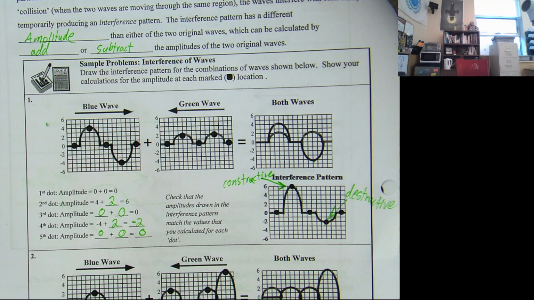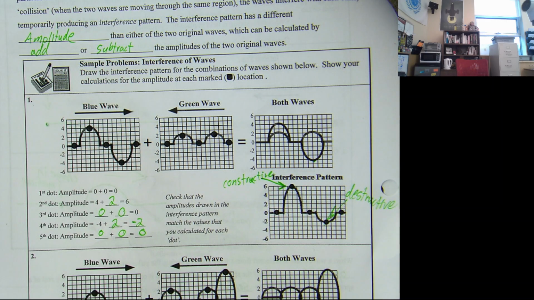Let's see if we can go the other way. Let's see if we can create a destructive interference pattern. 1, 2, 3, go. It looks like in the middle there's a point where it's dead. Do it again. Here, let's do it again.